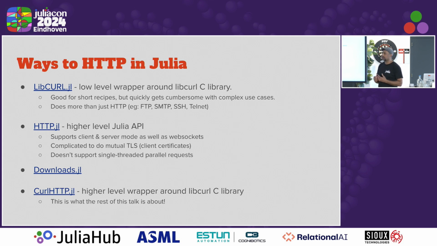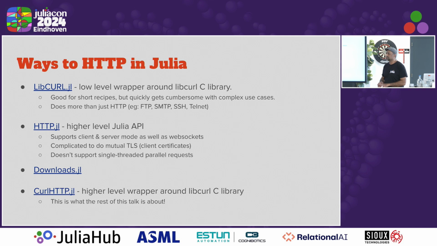HTTP.jl is a higher level API. It's pretty good. It's got client and server modes, whereas libcurl itself is client only. It's kind of complicated to do mutual TLS. It's okay to do TLS. First, a show of hands, who knows what TLS is? All right, I'll cover it in a bit. But it's kind of okay to do TLS. It's hard to do mutual TLS, and I'll talk about both of those.